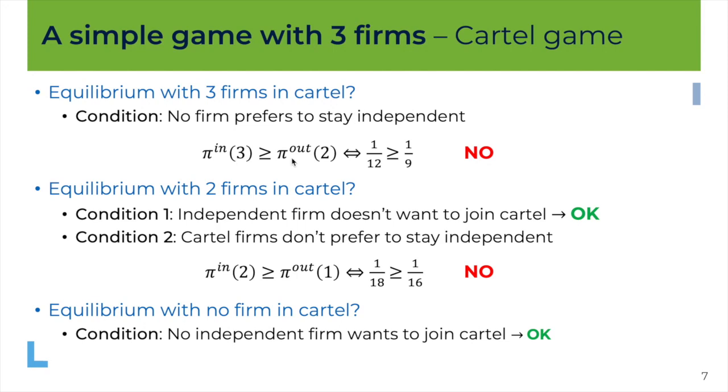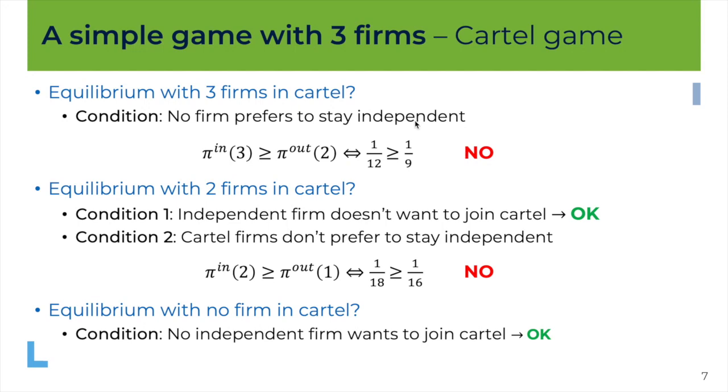And if I'm out, I leave the other two firms in the cartel, but I'm not in myself. So if you use the numbers that we found on the previous slide, and just rewind the presentation if you want to check, the profit of a firm in the cartel with the other two firms is 1/12, but the profit of being out when two firms are in the cartel is 1/9, so this condition is not satisfied.